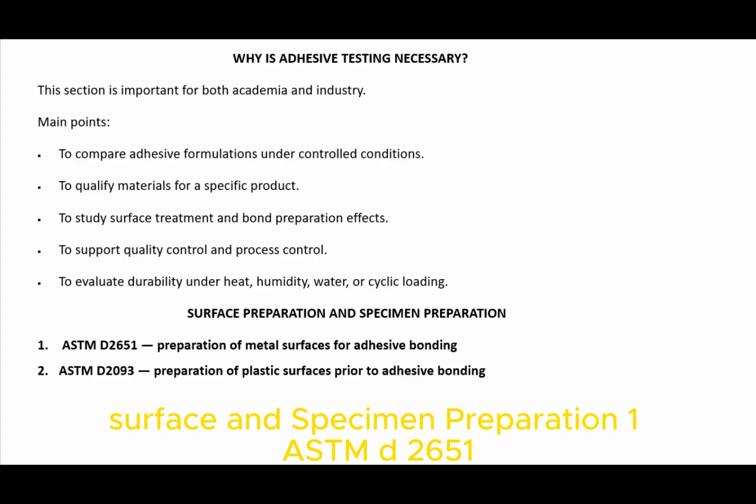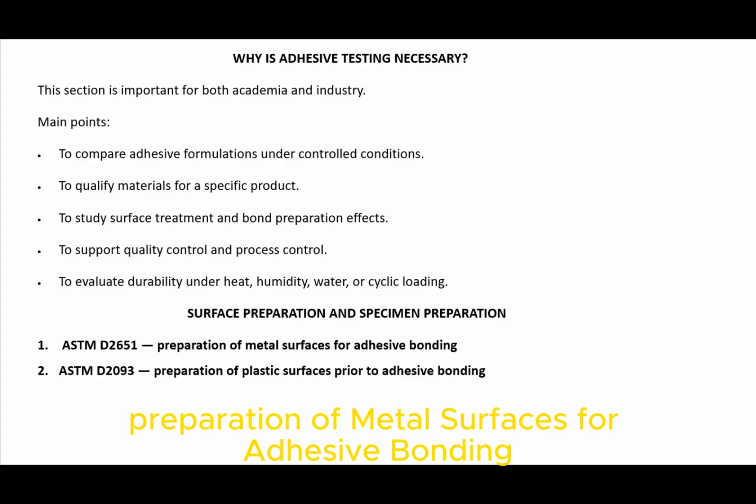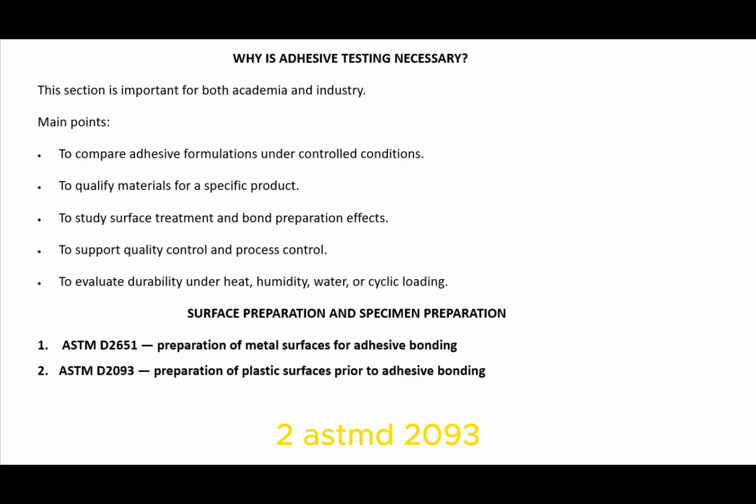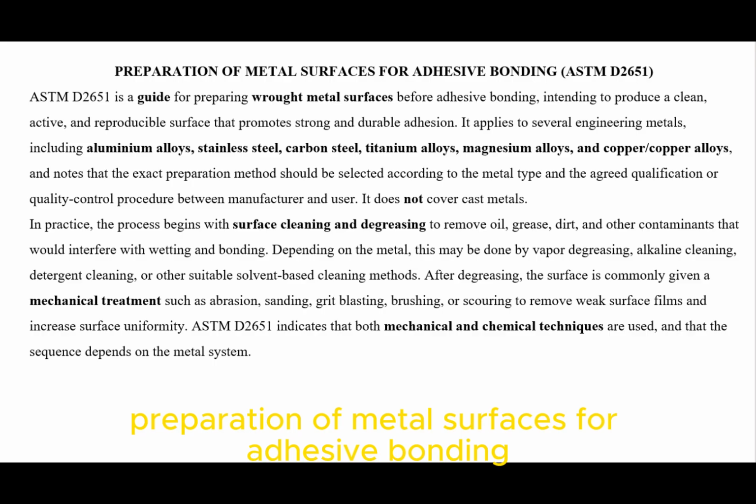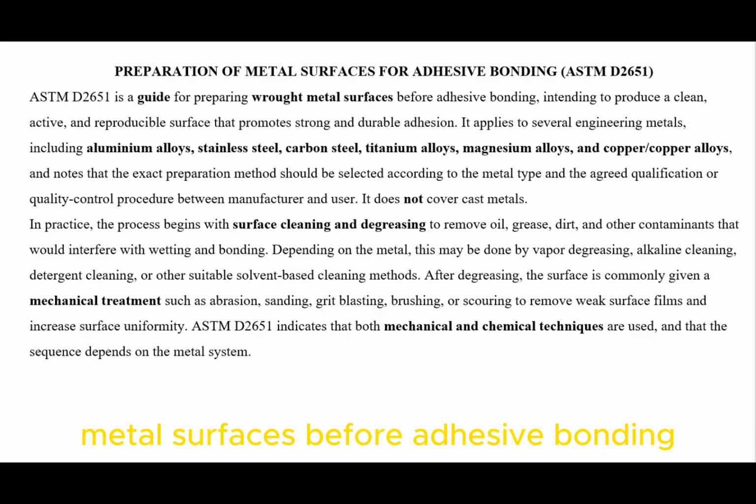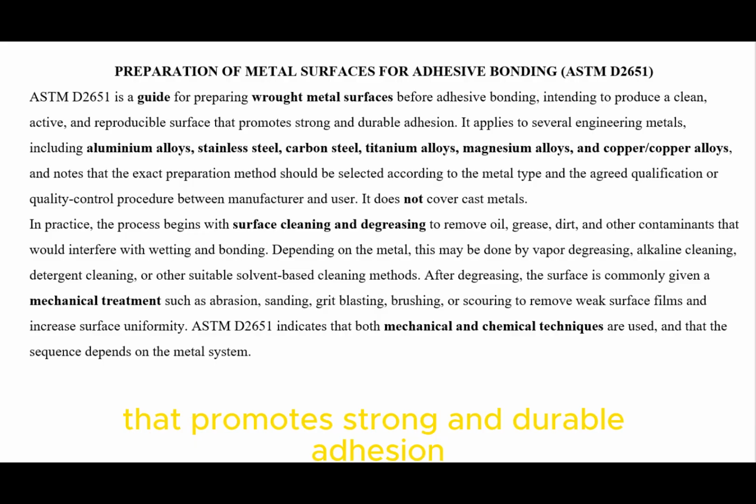Surface and specimen preparation. 1. ASTM D2651, preparation of metal surfaces for adhesive bonding. 2. ASTM D2093, preparation of plastic surfaces prior to adhesive bonding. Preparation of metal surfaces for adhesive bonding, ASTM D2651. ASTM D2651 is a guide for preparing wrought metal surfaces before adhesive bonding, with the aim of producing a clean, active, and reproducible surface that promotes strong and durable adhesion.